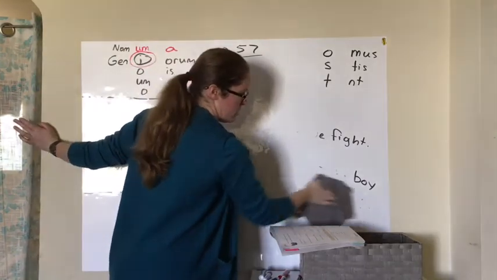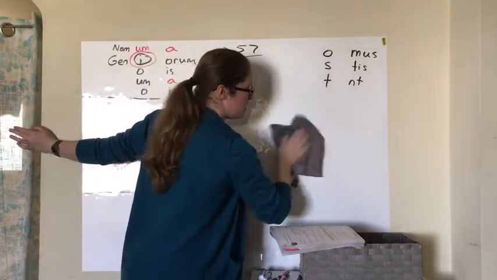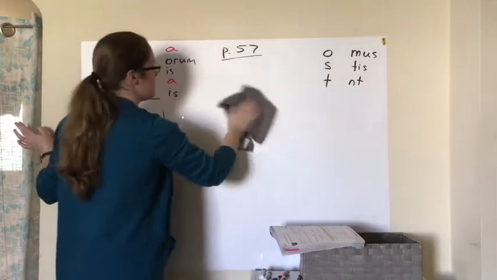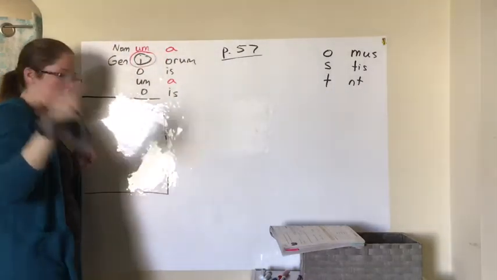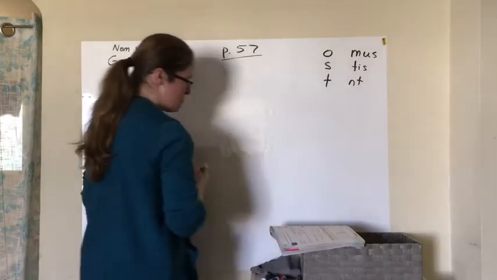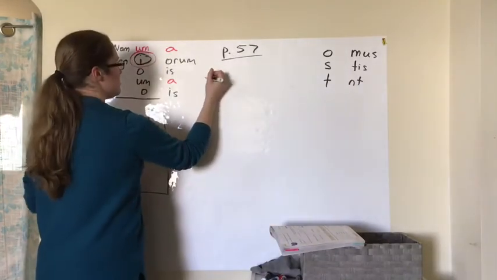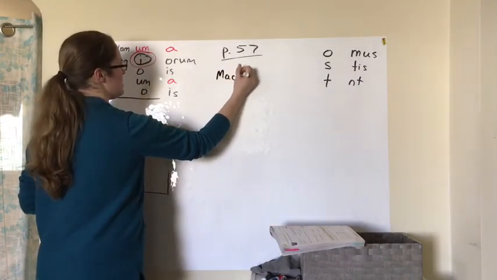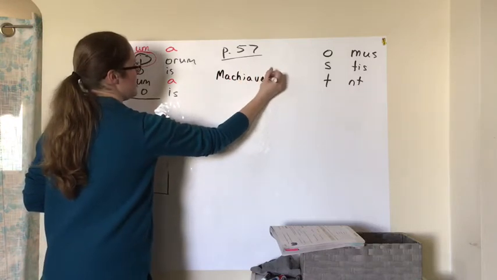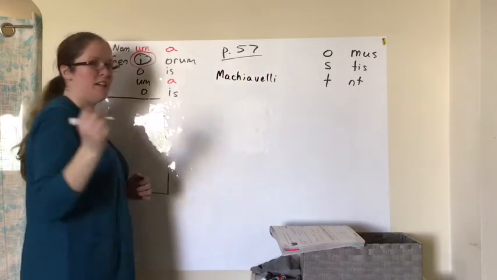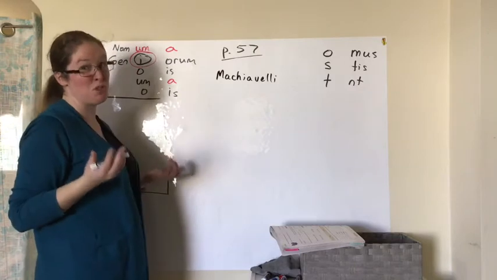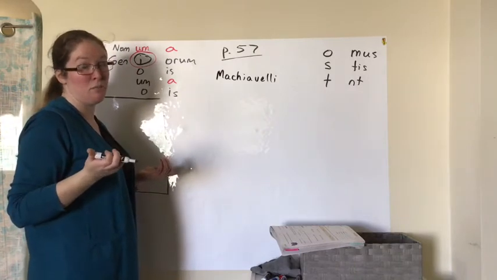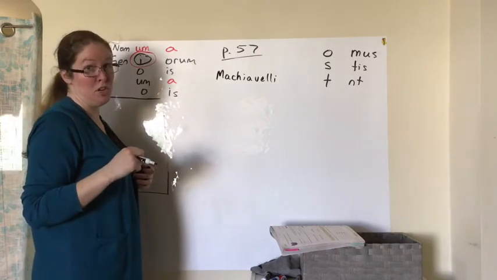I'll tell you in a second if you don't, or you can flip back in your book and find it. Divide et regna, divide and rule. And that is written by Machiavelli. Machiavelli is spelled M-A-C-H-I-A-V-E-L-L-I. You don't have to put who it's written by, but it's cool if you know it.